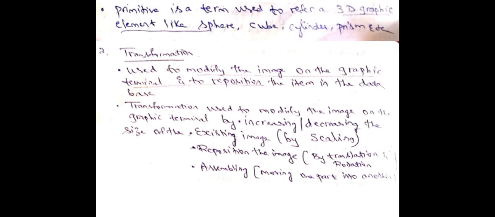The next function is transformation. This is used to modify the image on the graphic terminal and to reposition the item in the database. Transformation is used to modify the image on the graphic terminal by increasing or decreasing the size of the existing image, called scaling. Repositioning the image by translation and rotation, assembly, moving one part into another. These are the things you people have studied in the CAMD and CAD lab. So that's what they are specifying here.